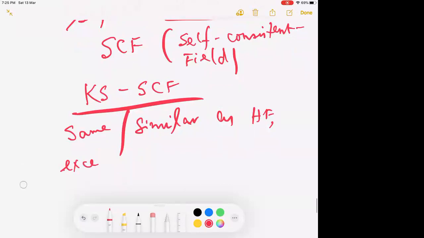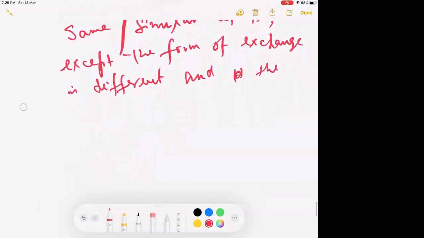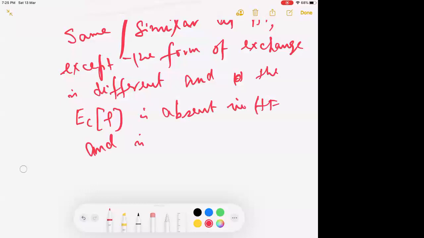except the form of the exchange is different. And of course, the EC of rho is completely absent in Hartree-Fock and is present in DFT. So that is a very important part.